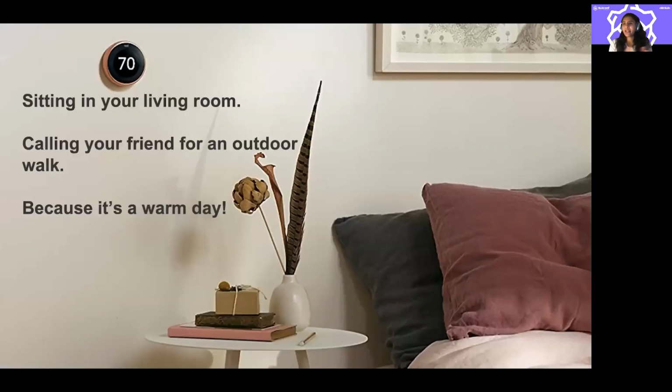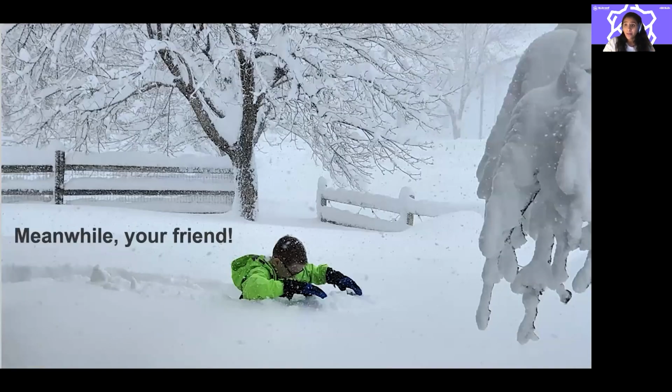So again, playing this out in the real world: let's say I'm sitting in my living room. I take a look at my thermostat. It says 70 degrees. And I say, wow, it's a warm day. I call my friend and say, let's go out for a hike. But my friend is out there in his driveway, completely plowing snow because there's a snowstorm. And that's where Blackbox monitoring comes into play, because you need the outside-in picture to know what the reality is. And clearly, no hike that day, right?